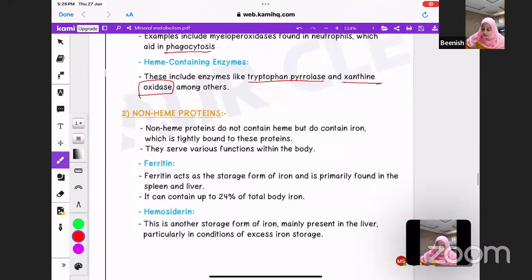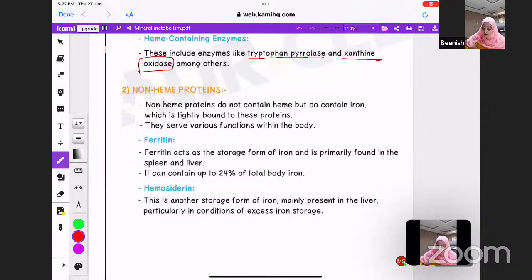Now talking about non-heme proteins. Non-heme proteins do not contain heme but contain iron. So iron is present, but it is not present in the form of heme, which is tightly bound to these proteins. They serve various functions in the body. Your ferritin acts as a storage form of iron and is primarily found in the spleen and liver. It contains up to 24% of the total body iron.